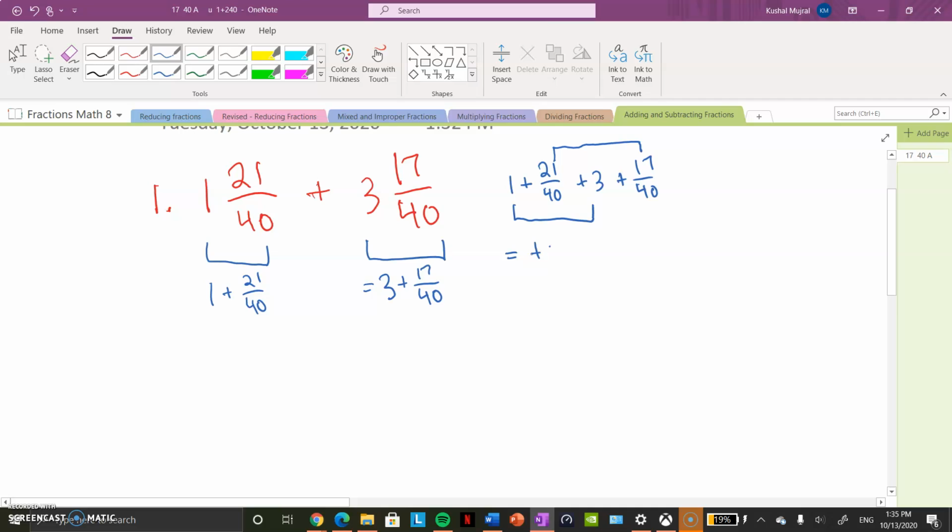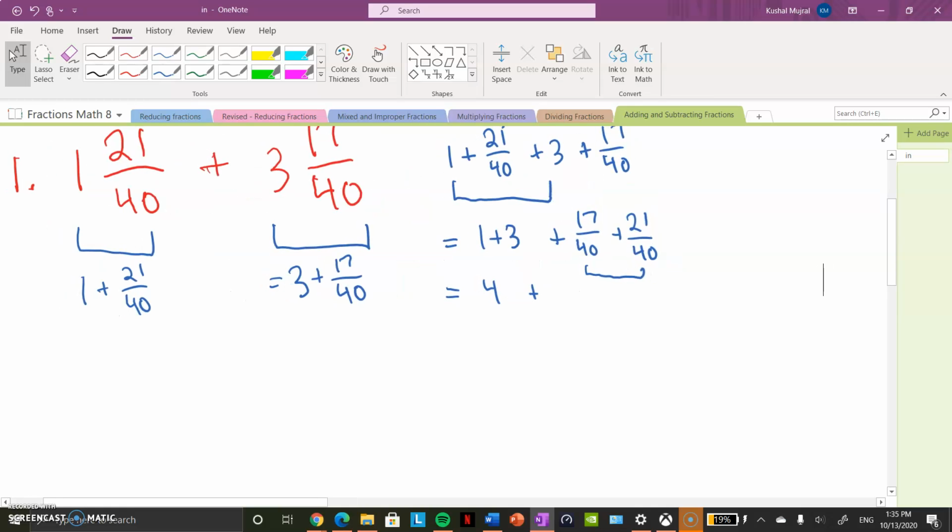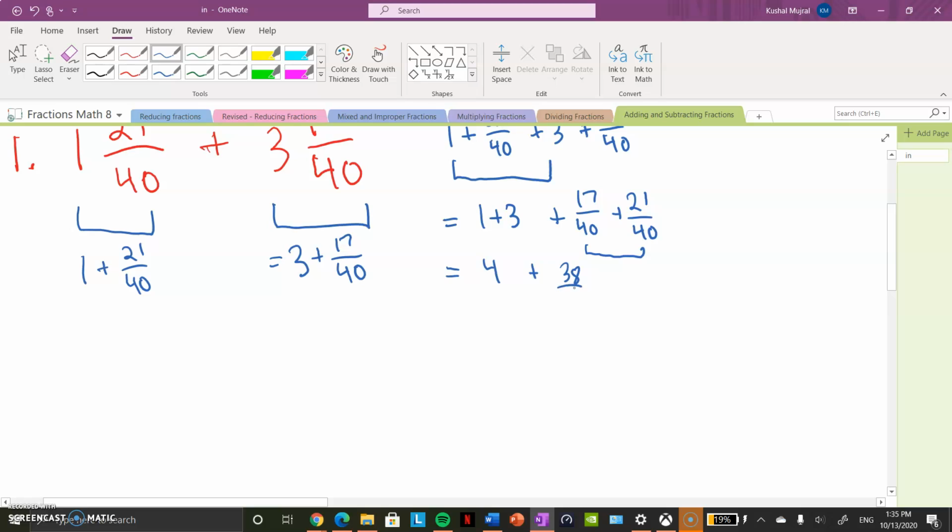So then here we could do 1 plus 3 plus 17 over 40 plus 21 over 40, okay? Which becomes 4 plus, and because these have the same denominator, it's really easy to add them. You just add the numerators and keep the denominator the same. So this becomes 38 over 40, right? Because 17 plus 21 is 38. Then over 40, okay? 38.